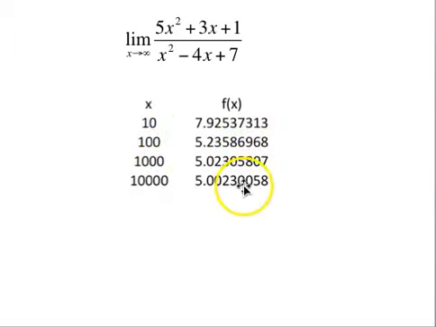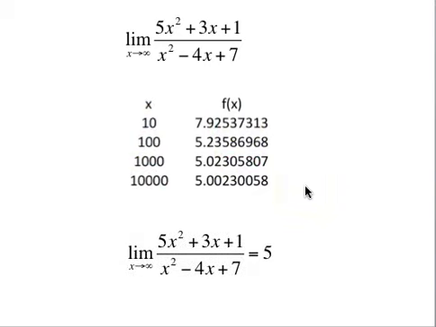So it sure appears that as we are approaching infinity, as the x numbers get increasingly large, the value of the function appears to be getting closer and closer to 5. So we did this problem three different ways, with algebraic analysis, with graphical analysis, and with a table. In each case, we can see that the limit as x approaches infinity of this function appears to be 5.